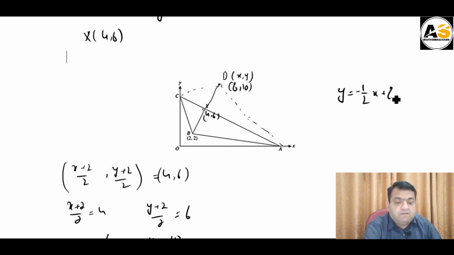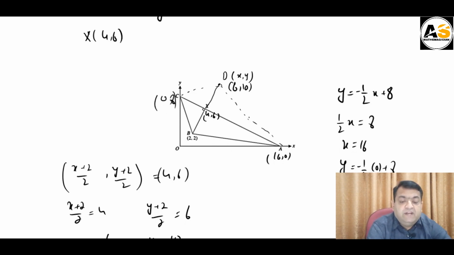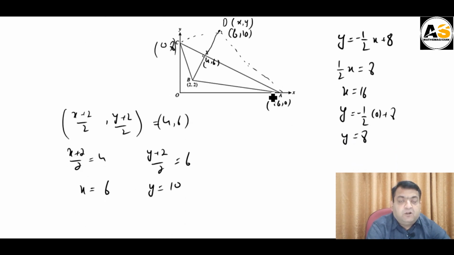If I put y equal to 0, I will get 1 by 2 x is equal to 8, x is equal to 16. It means (16, 0) are the coordinates of A. And if I put x equal to 0, I will get y is equal to minus 1 by 2 into 0 plus 8, y is equal to 8. I will get (0, 8) as coordinates of C. Now I have coordinates of all the four vertices and I need to find the perimeter of this quadrilateral.